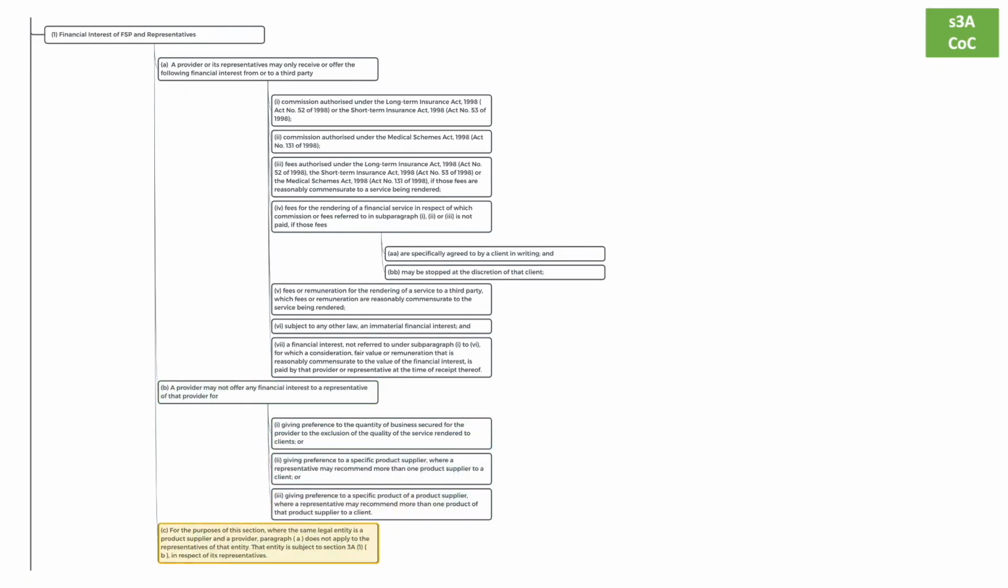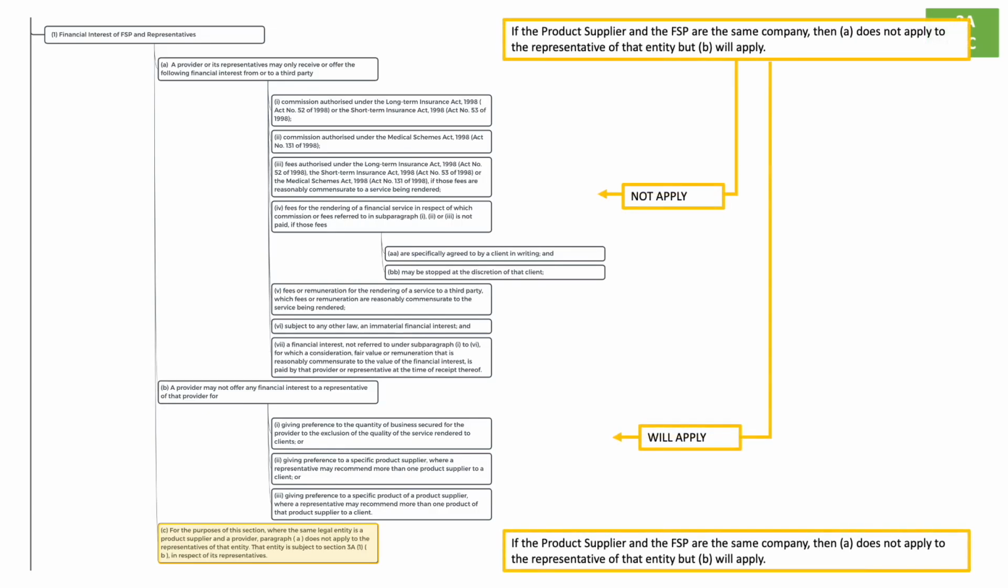For the purpose of this section, it is important to note that where an entity is an FSP as well as the product supplier, then paragraph A would not apply to the representatives of the entity. However, paragraph B would be applicable. Therefore, if the product supplier and the FSP are the same company, then paragraph A does not apply to the representative of that entity, but paragraph B applies.